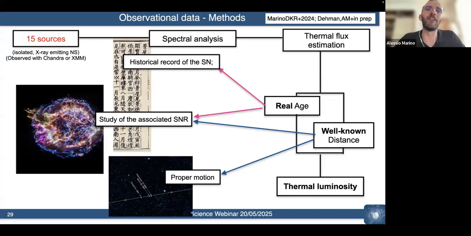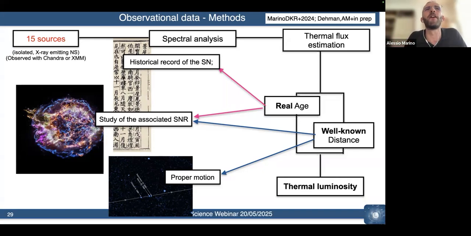So what does it mean, real age? A real age for a neutron star means that either we have a historical record of the supernova that birthed these neutron stars, so we really have the birth date of these neutron stars, or we know the supernova remnant associated to these neutron stars. And supernova remnants actually offer many ways to constrain both the age and the distance of the supernova remnant, and of course of the neutron star. Which actually means that neutron stars with an associated supernova remnant are the perfect candidates for this work.